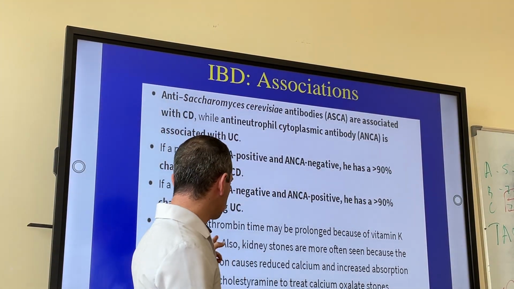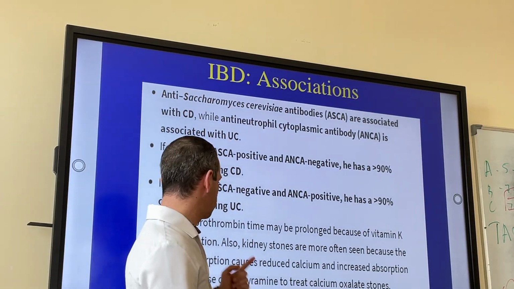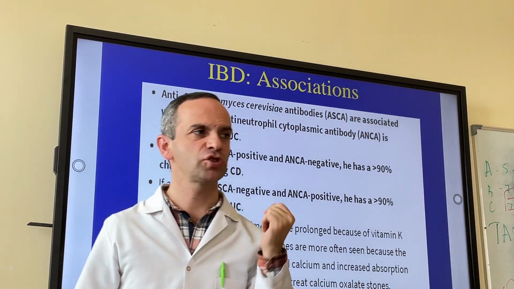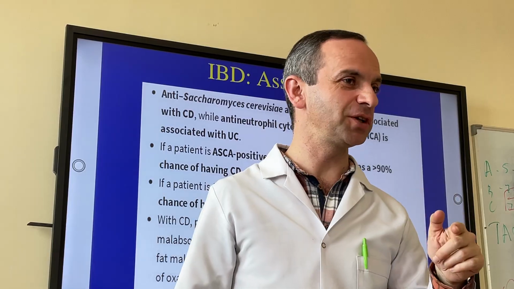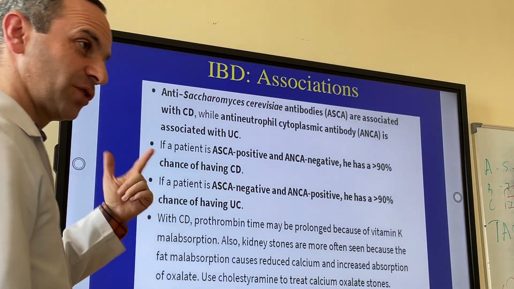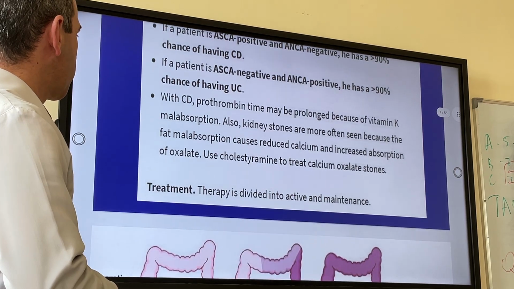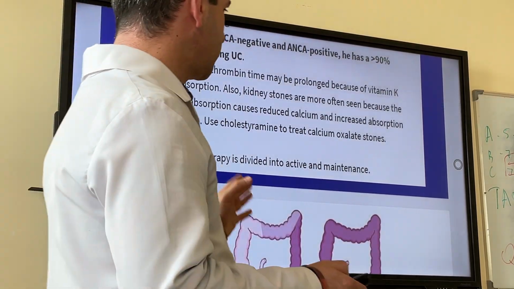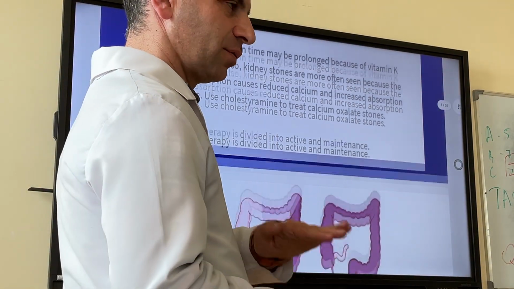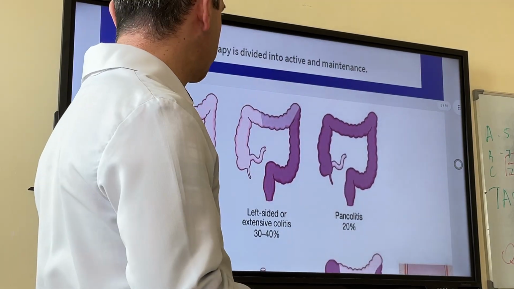In Crohn's disease, prothrombin time may be prolonged because of vitamin K malabsorption, which means that we may have increased risk for bleeding. Therapy for it is not needed. You will have active maintenance therapy, like basis therapy, and active therapy for exacerbations.